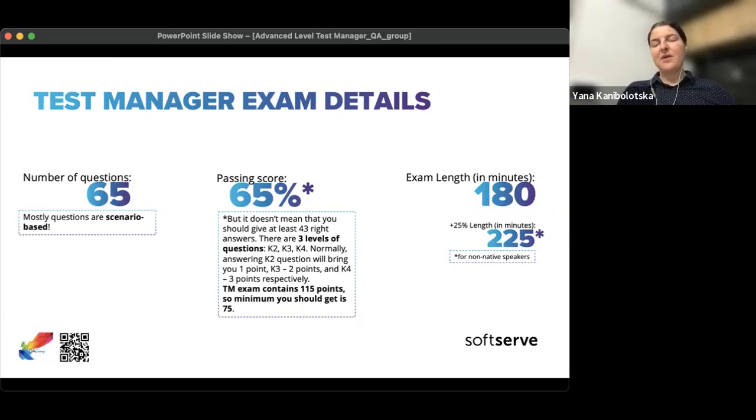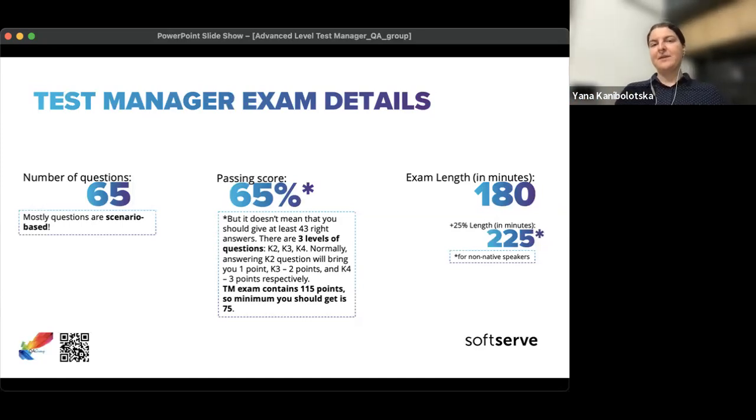The passing score is 65%, but you cannot say that 43 right answers will make it done. No. There are different levels of questions. While you prepare, you can see what level of information it is in the syllabus, for example. They normally have these marks, that this is information K2, this is K3, this is K4. Because K4 is something that will give you the most points. So 3 points per K4 question, 2 points per K3 question, and only 1 point if you answer a K2 question correctly, for example.